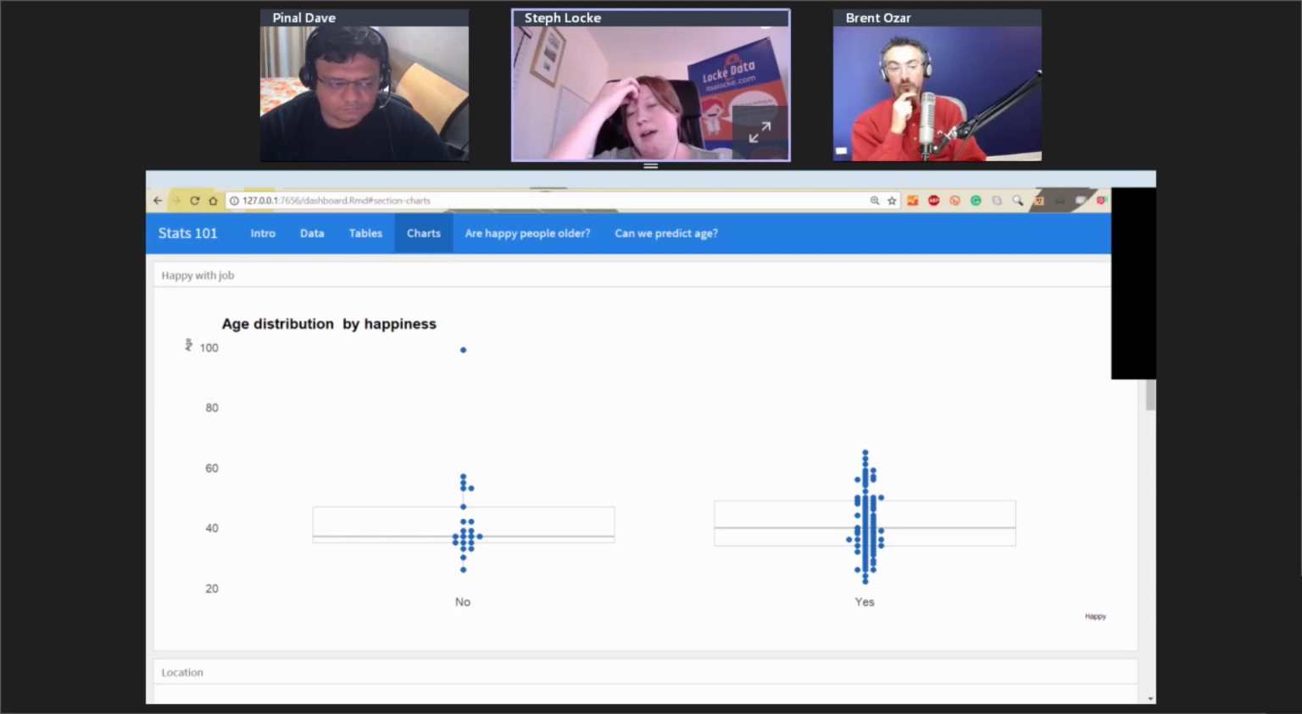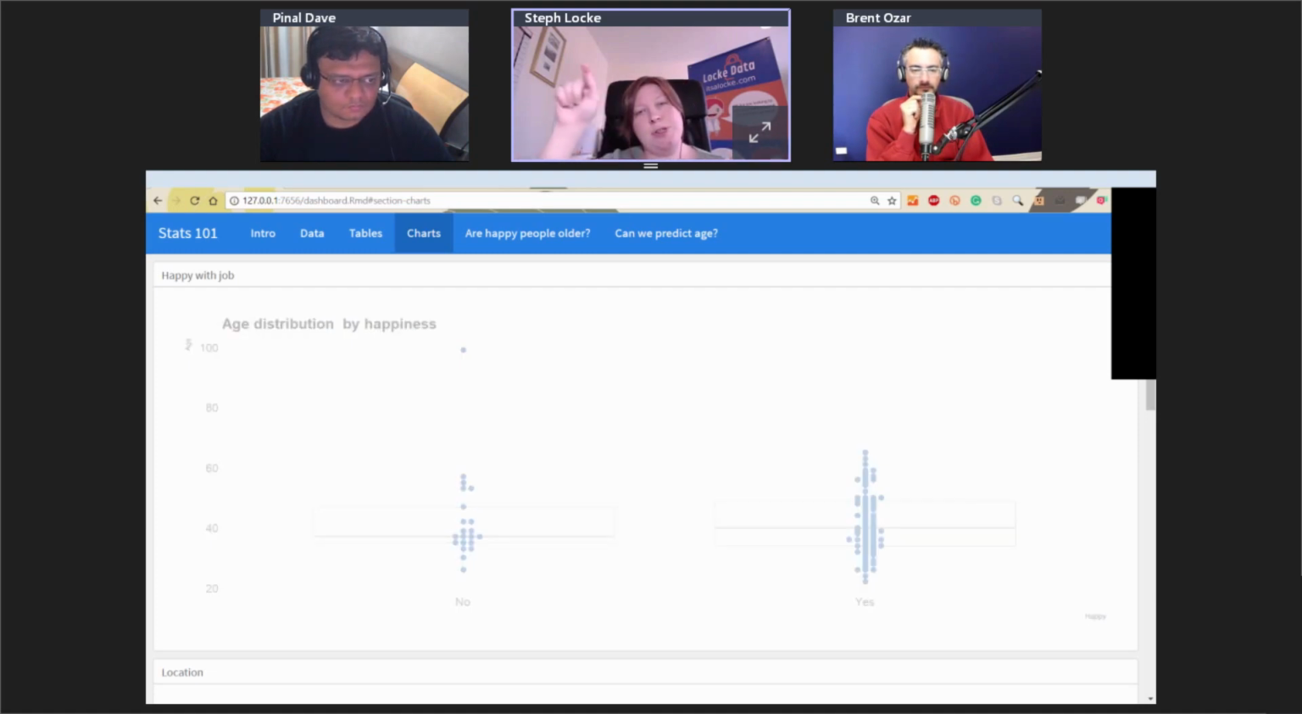So here I've done what are called beeswarm plots with a box plot behind it. A beeswarm is like a scatter plot where you make an x-axis and a y-axis and you put points where they intersect, but it helps you see the distribution a bit better.